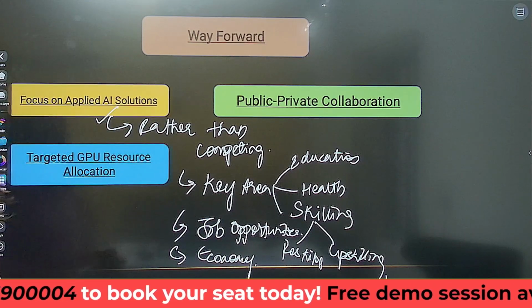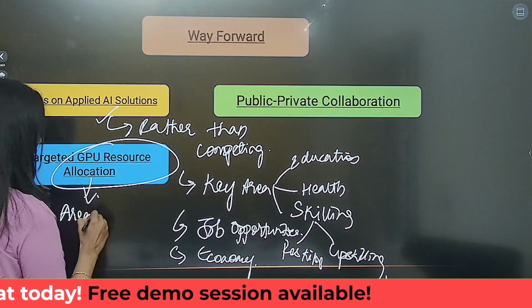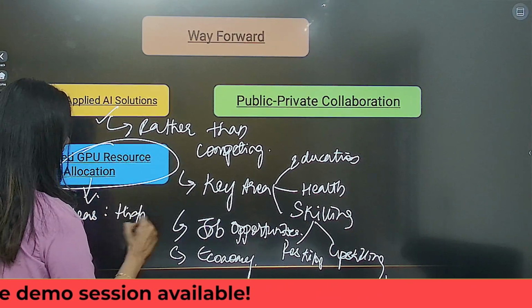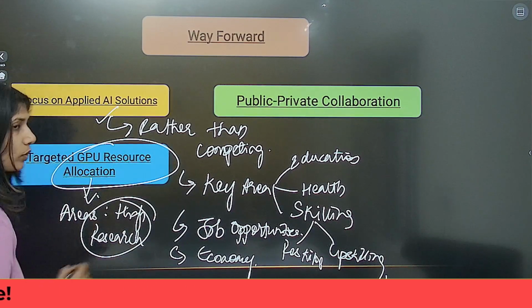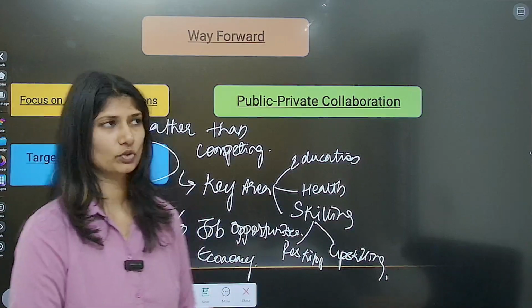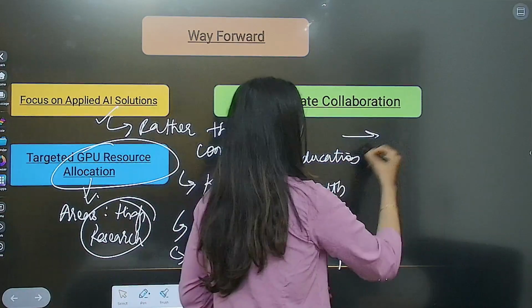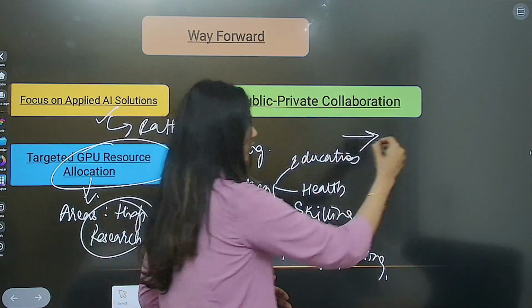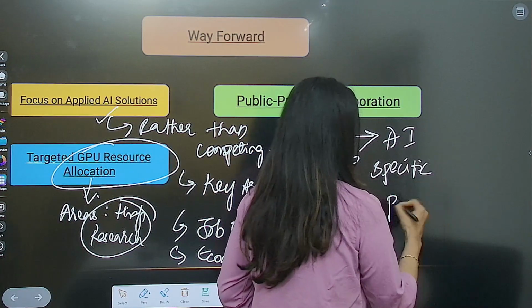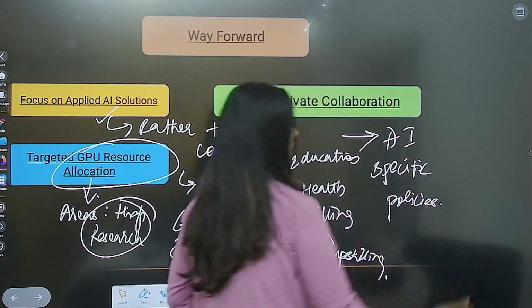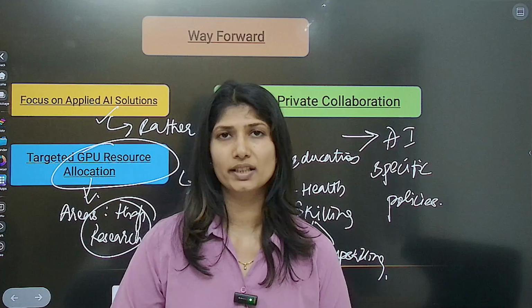Another thing is targeted GPU resource allocation. For example, for areas which have high research need, only on those you will allocate the resources that are very much limited in number, and also you will come up with AI specific policies. So all these are a necessary need now than ever.